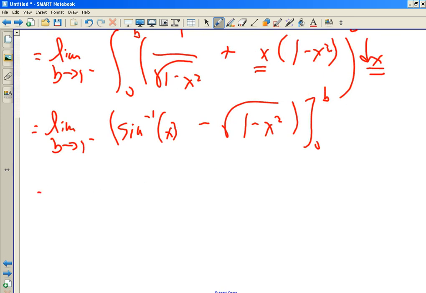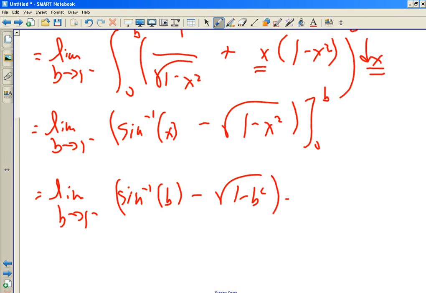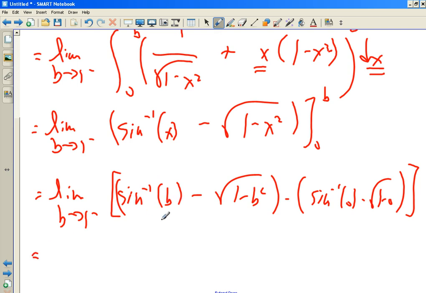All right, so plug in b. The limit as b approaches 1 from the left of the arc sine of b minus rad 1 minus b squared, minus, plug in 0, the arc sine of 0 minus rad 1 minus 0 squared, all modified by this limit operator here. So can you just plug in 1? What's the arc sine of 1? What's the angle whose sine is 1? 90 degrees. We're doing radians here. Pi over 2, right.